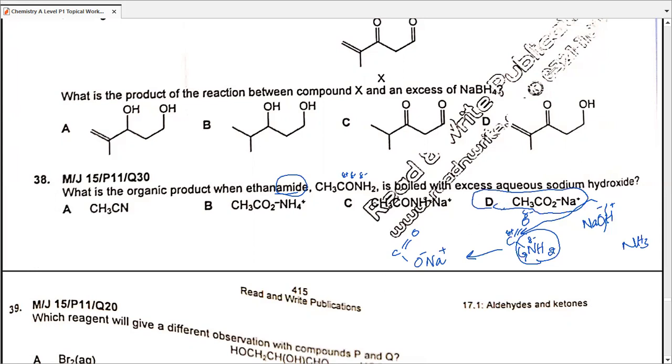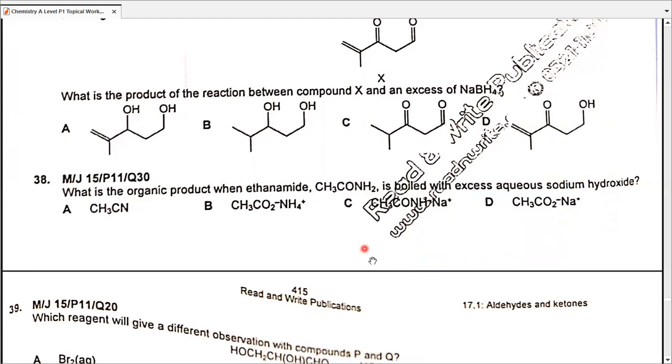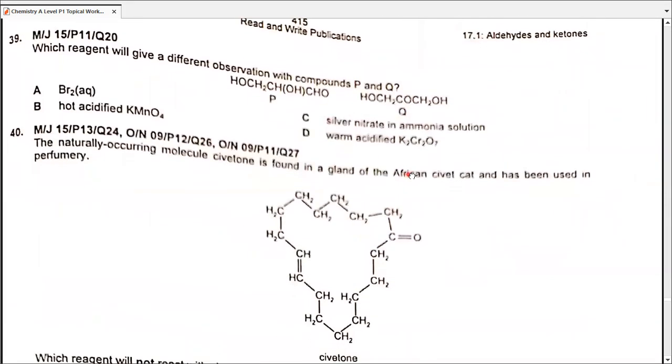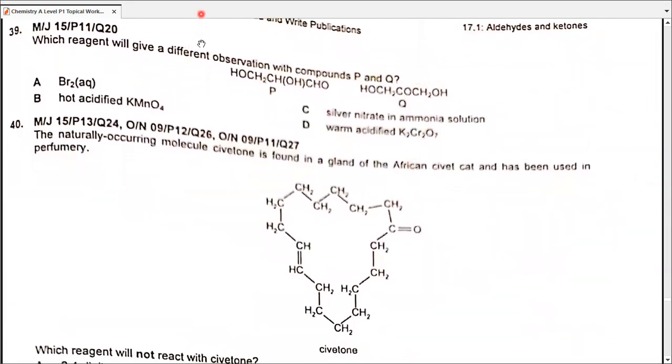All right. I was thinking about substitution in the nucleophilic one. Good. That was the right direction to go for. 39.